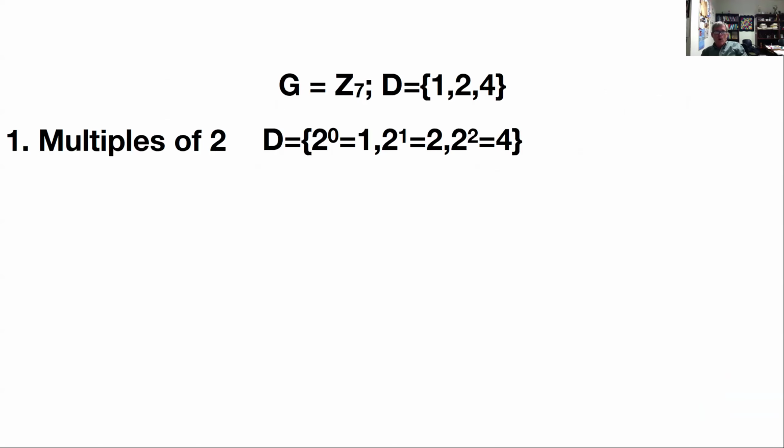Anyway, back to our main thread. Where does the set 1, 2, and 4 come from? One of the places is, I claim, we could do powers of 2. 2 to the 0 is, of course, 1. 2 to the 1 is 2. 2 squared is 4. 2 cubed is 8, but mod 7, that's 1. And now you're just going to cycle back through. It's not an accident that the powers of 2 are a difference set.